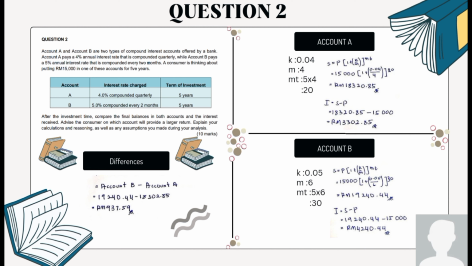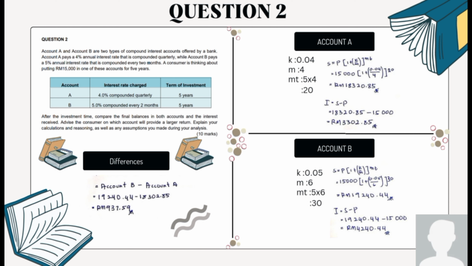So put in all the information from that question, the future value for account A minus our principal, and then we got RM 3,302.85. So account B, from the question we got K is 0.05, M is 6, MT is 5 times 6.